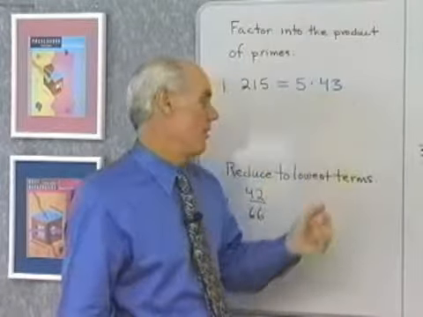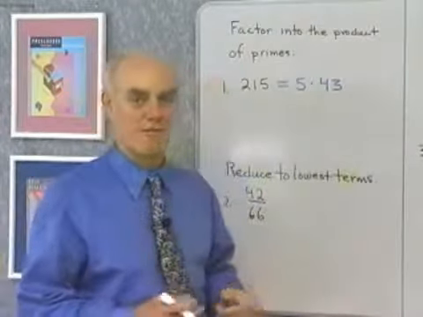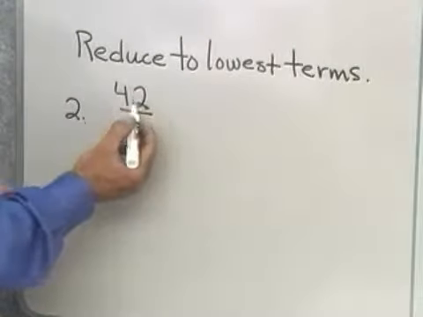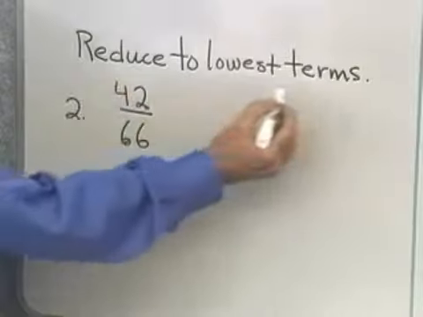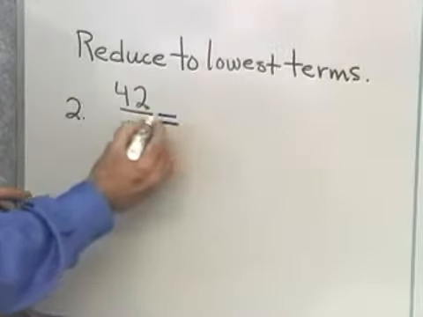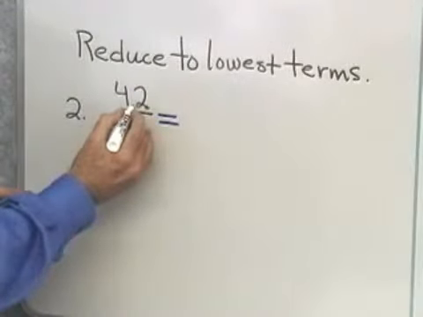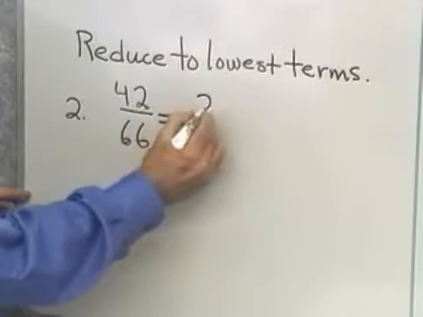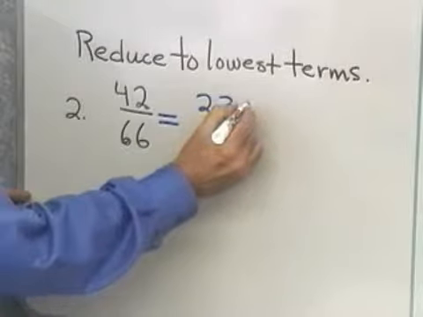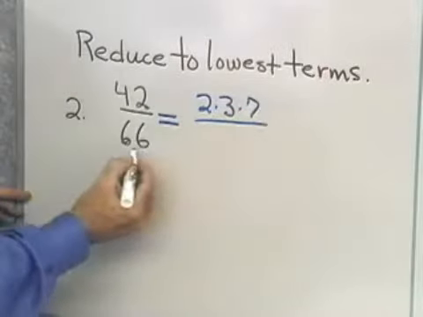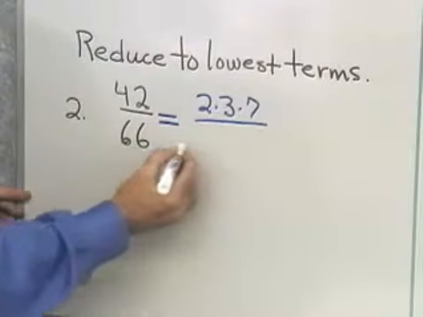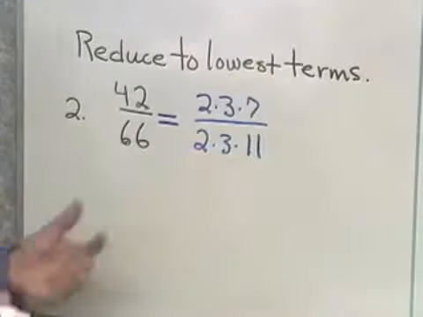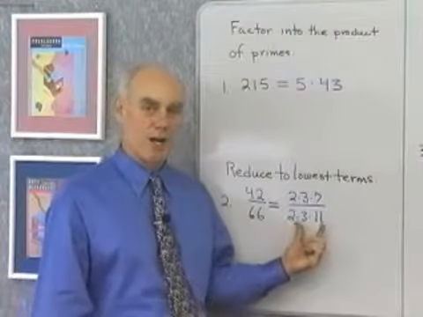Now, the next problem that we want to do is reducing a fraction to lowest terms, and it involves factoring. So here I have 42 over 66. The instructions are reduce to lowest terms. So I'm going to take 42 and write it as the product of prime numbers. 42 is 6 times 7, and 6 is 2 times 3. So it's 2 times 3 times 7. 66 is 6 times 11, so it's 2 times 3 times 11. Now I've factored the numerator and denominator into the product of prime numbers.